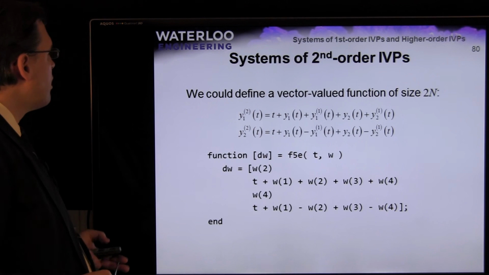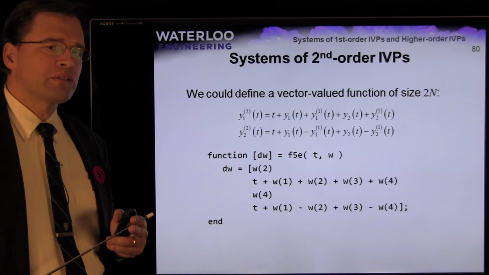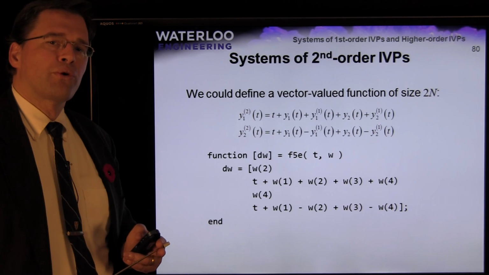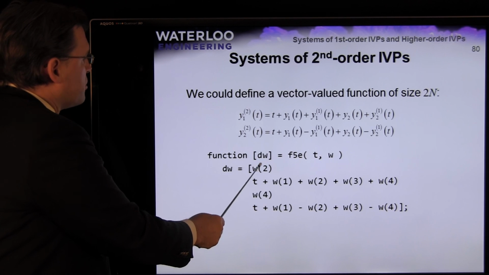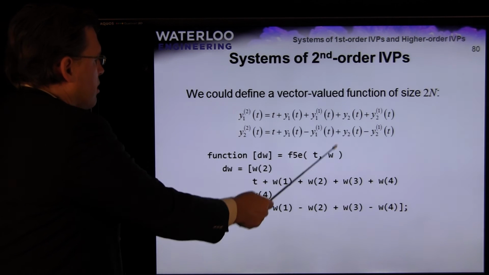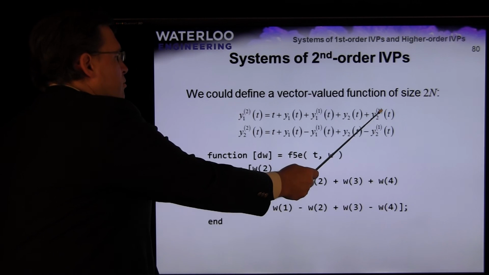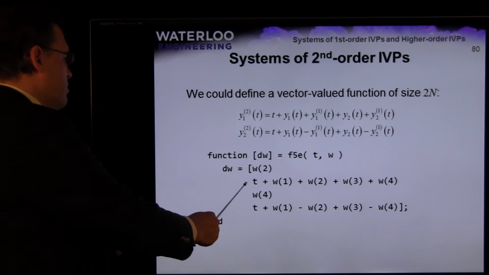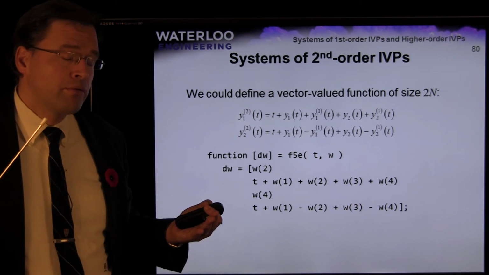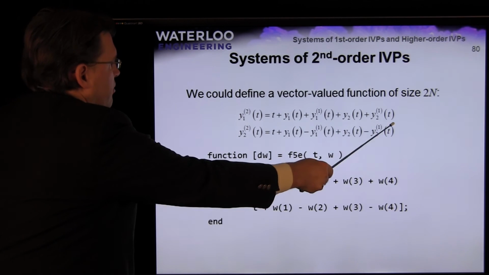order ODE. So for example, here we have two very simple second order ordinary differential equations. I will just rewrite this as 4 first order initial value problems. W1 prime is equal to W2. W2 prime is just the right hand side here. Y1 is W1. The derivative of Y1 is W2. Y2 is equal to W3. The derivative of Y2 is W4. Similarly, the derivative of W3, which is Y2, is W4. The derivative of Y2 prime is the right hand side here.